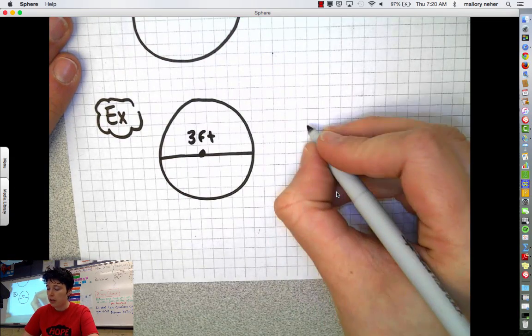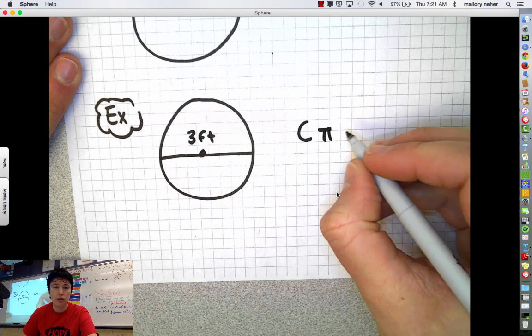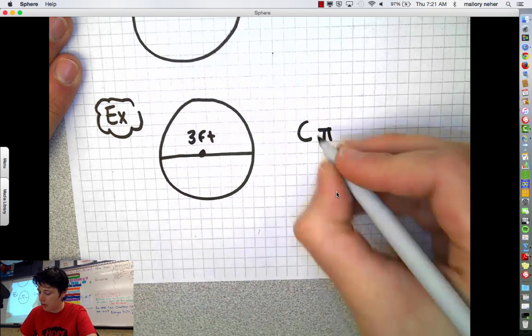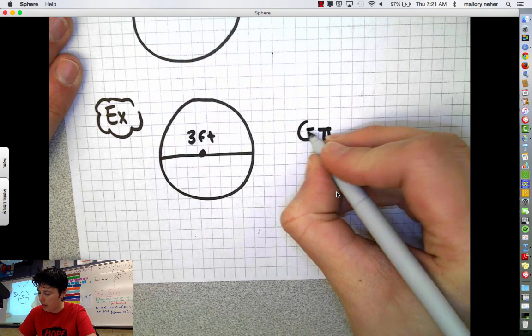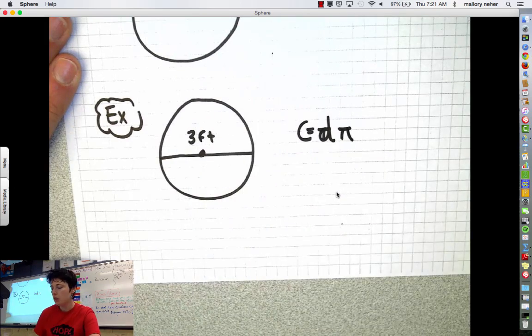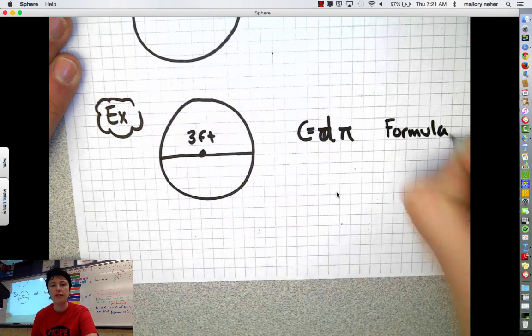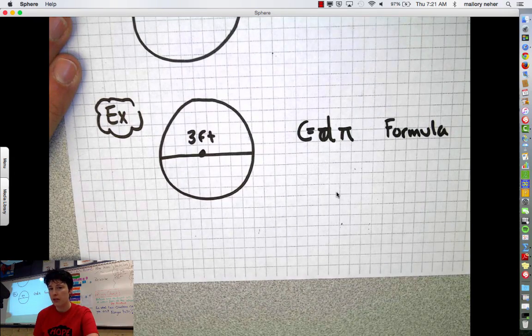What you're going to do is write down the formula. The second you want to know circumference, you're either going to write diameter times pi or 2 pi r, one of the two. So I'm going to write diameter times pi. I'm going to start with the formula, write that down first, then substitute the values in.